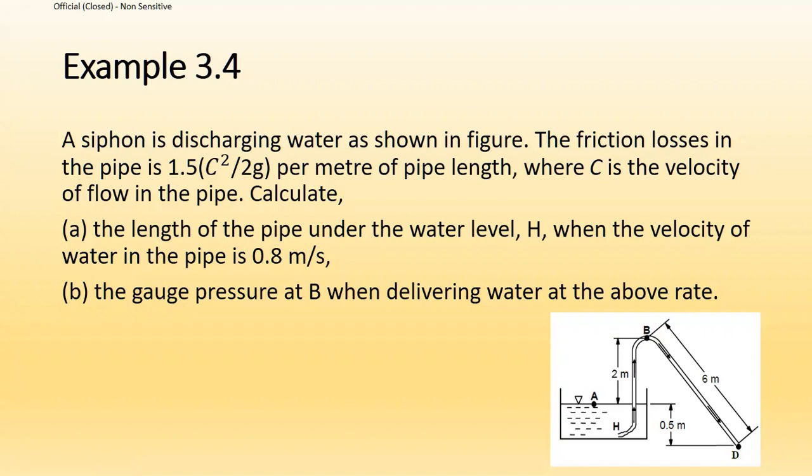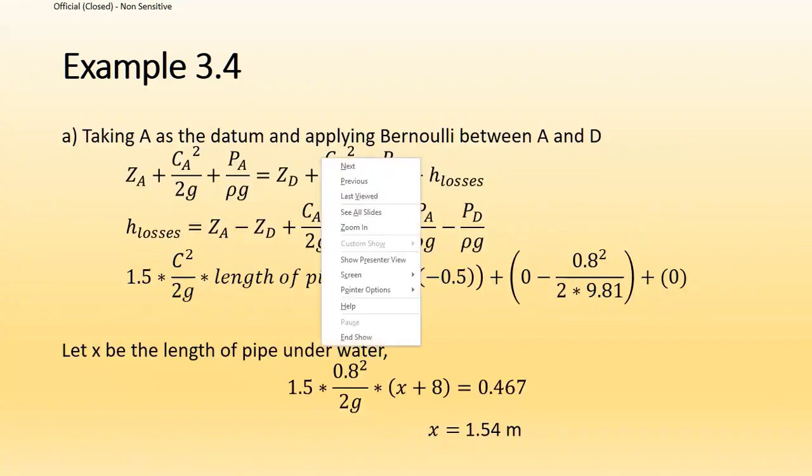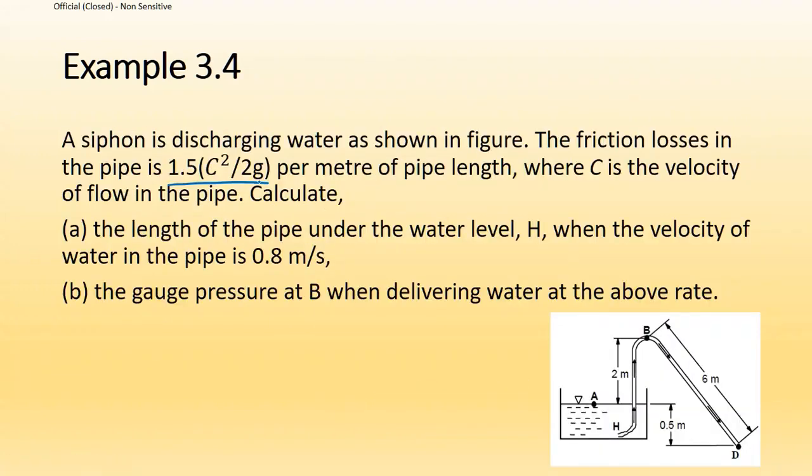Okay, the next example. We are going to look at a siphon. A siphon is discharging water as shown in the figure. The frictional loss in the pipe is again per meter of the pipe, where c is the velocity. We are asked to calculate the length of the pipe under the water level when the velocity of the water in the pipe is 0.8 meter per second. So what this question is trying to ask is, what is this length here?